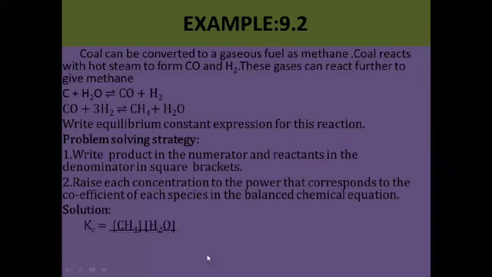Now let us write the Kc expression. Kc is equal to the active mass of the products. Two products are there, methane and water. Their coefficients are 1 and 1, meaning 1 mole of methane and 1 mole of water, so there is no need to mention 1 here. The concentrations of the reactants we write in the denominator, raised to the power of their coefficients. The coefficient of hydrogen is 3, so we write 3 as a power.